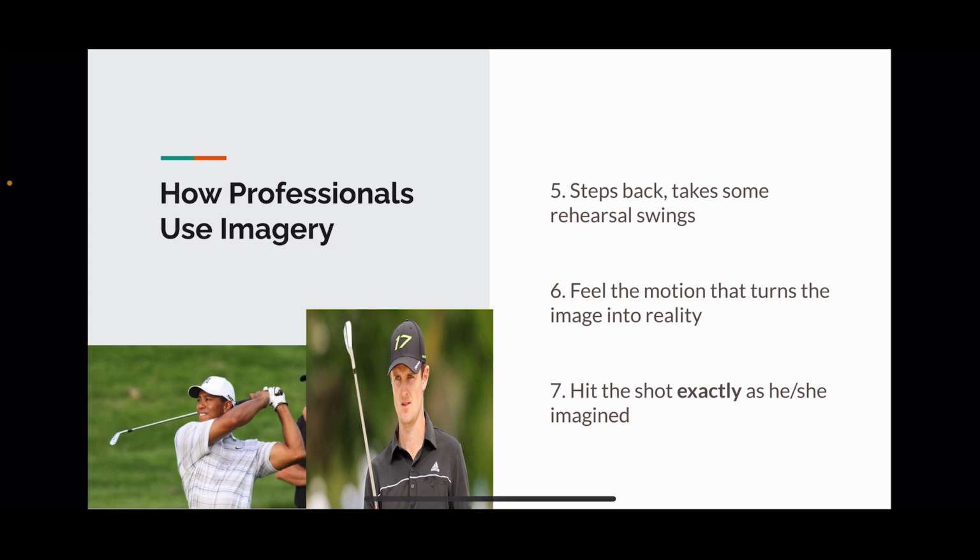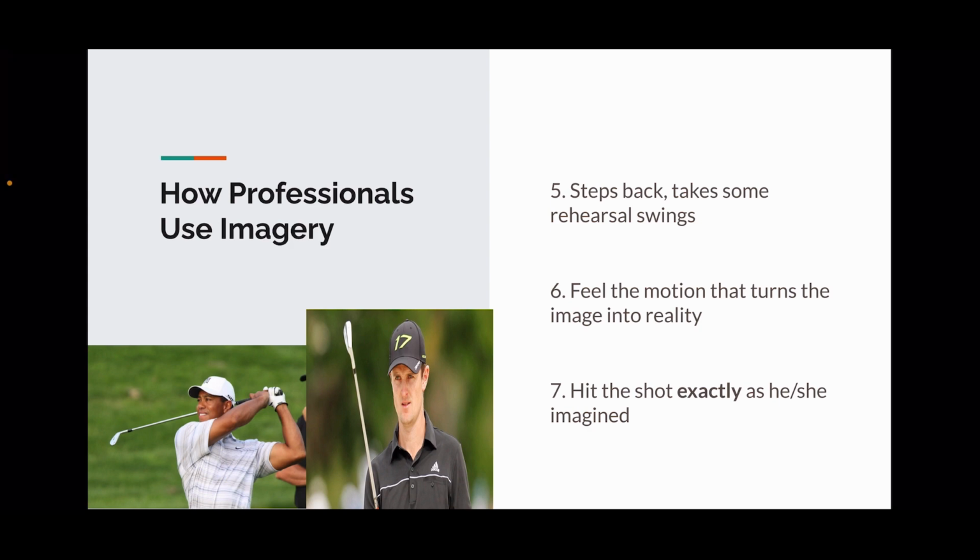To continue on with professionals using imagery, the next step would be to step back and take some rehearsal swings. Once you know where you want your ball to start and where you want it to land, start making that motion with your body so you can feel it and memorize it. Next, feel the motion that turns the image into reality. So, when you're making these rehearsal swings, feel what you're doing and really focus on those movements, because that will turn what you're imagining or visualizing into reality.